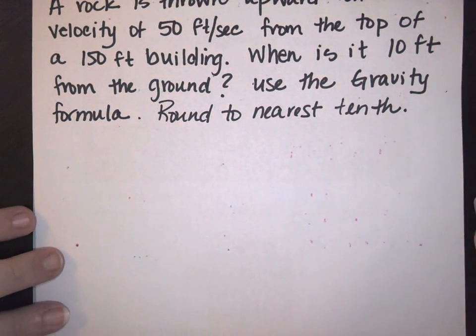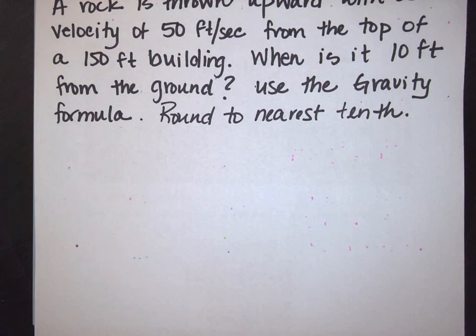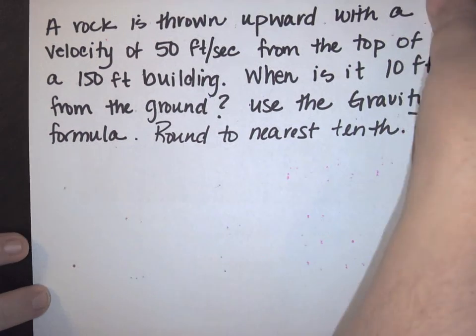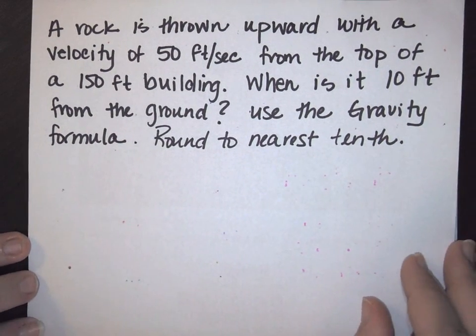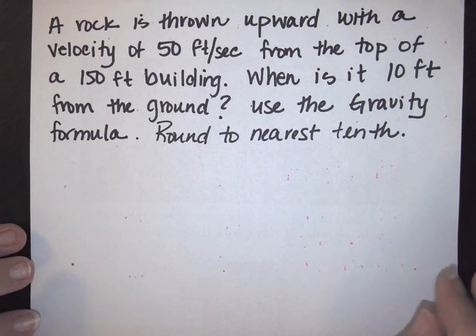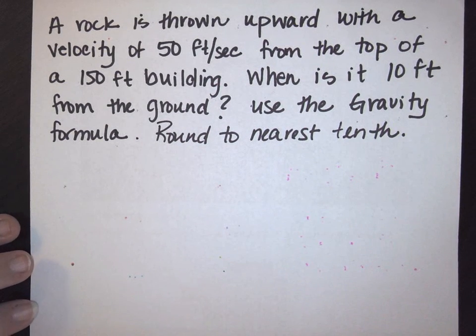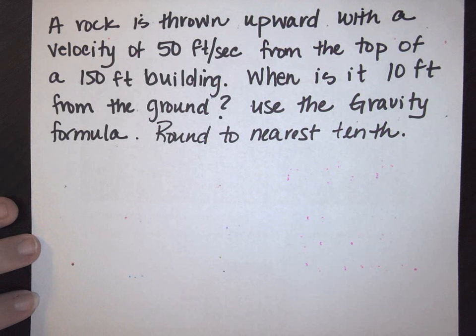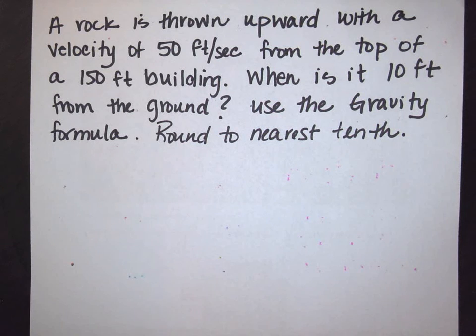Alright, now the other problem that I wanted to look at, which is a problem for a lot of students, are these physics problems. So we're talking about gravity and throwing a rock. So here it says that a rock is thrown upward with a velocity of 50 meters per second from the top of a 150-foot building. So let's take a look at what that looks like.